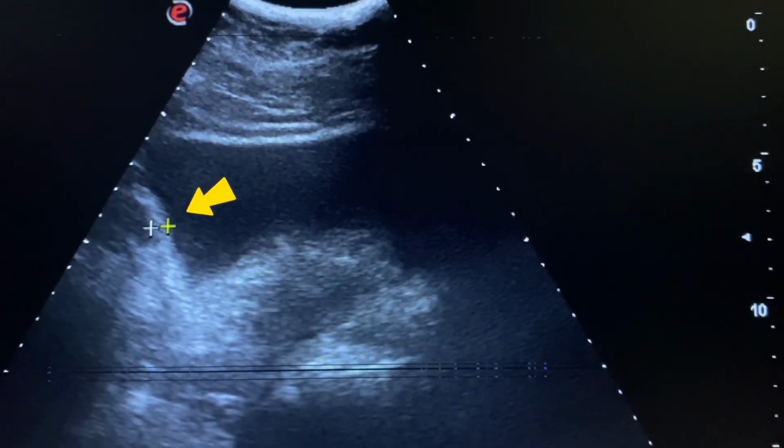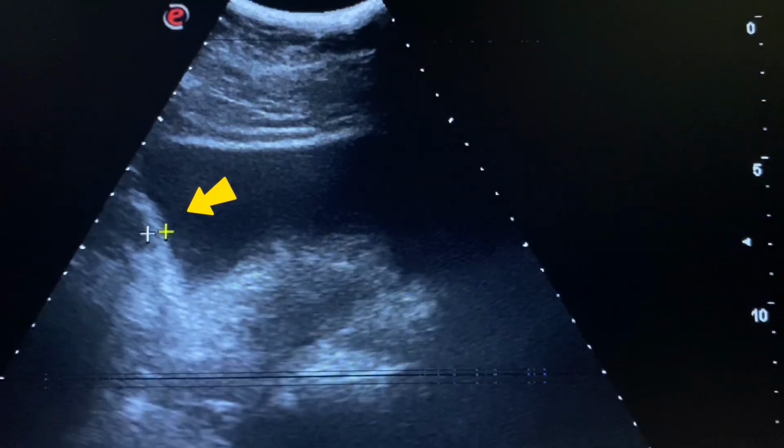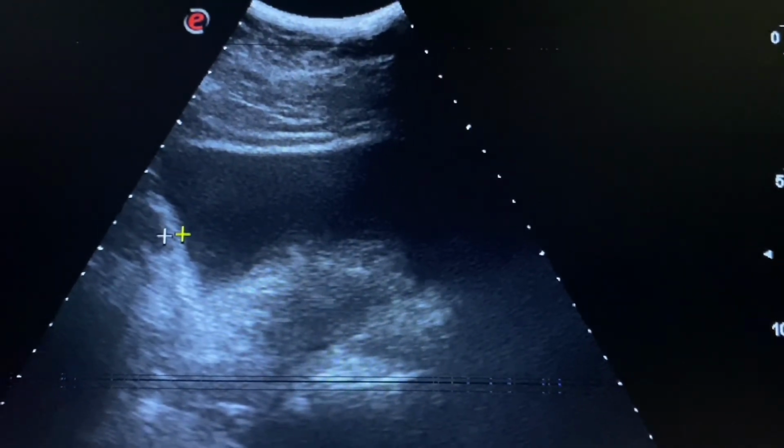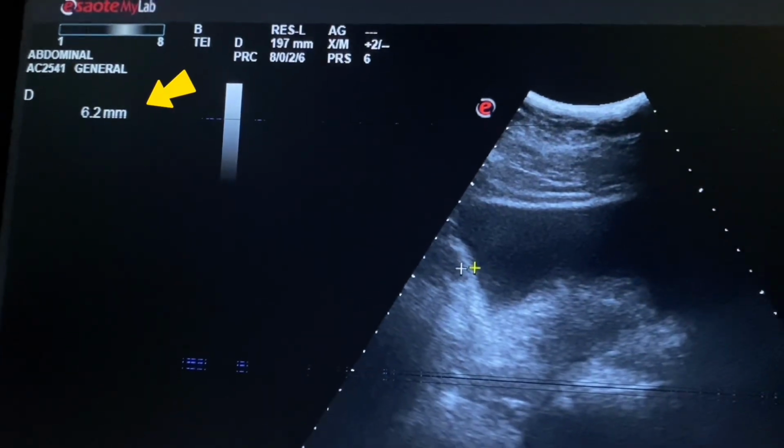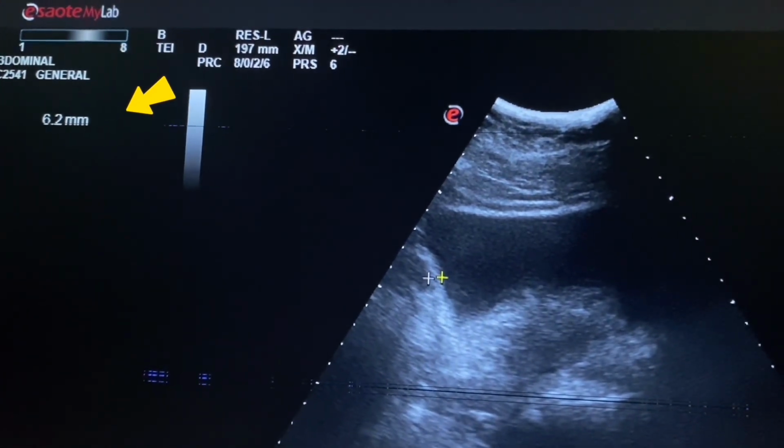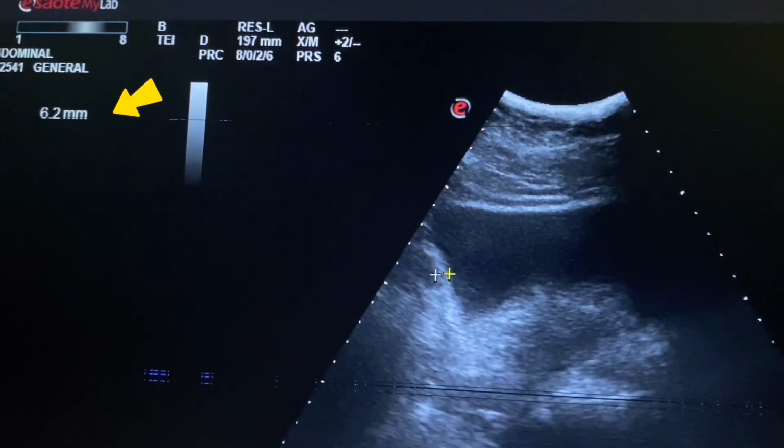Now we will measure the wall of the urinary bladder. The wall thickness is 6.2 millimeter. The normal wall thickness is up to 5 millimeter.